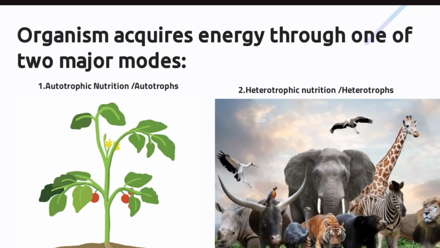Number two, heterotrophic nutrition or heterotrophs. The organism cannot prepare its own food. Rather, they depend on other organisms. The example is animals. Animals cannot prepare their own food. They depend on other organisms.